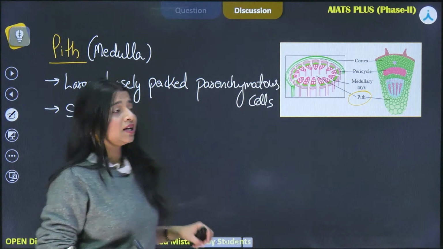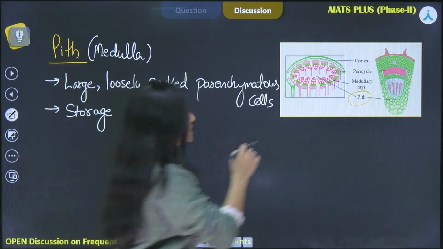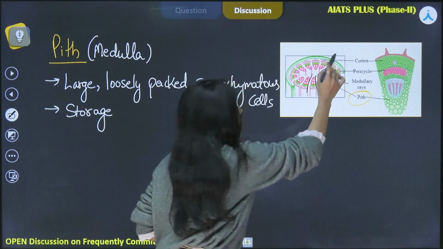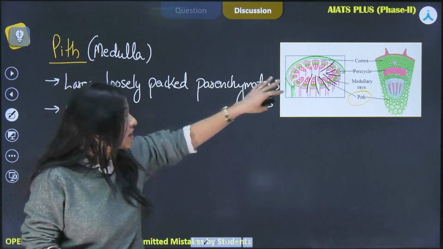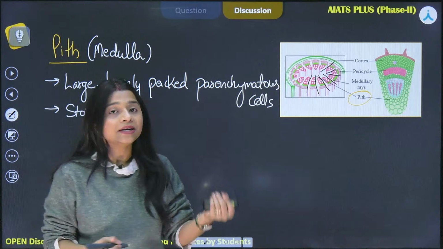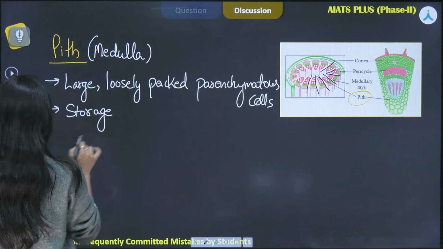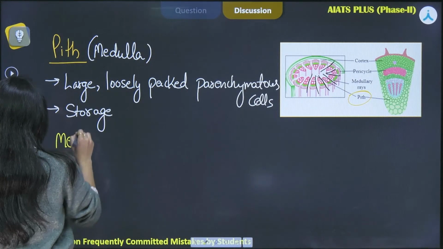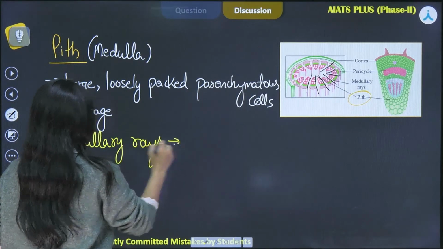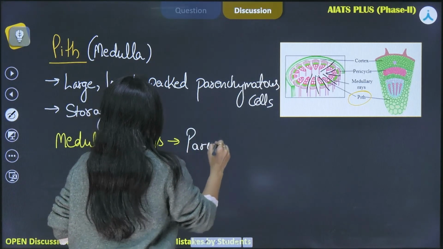You can simply see in this particular representation that between two vascular bundles, we are seeing these rays-like structures that are arising from the pith. Basically they are not actually arising from the pith. The structure is that way that they appear like the rays from the pith. So we are calling them as the medullary rays. They are also a part of ground tissue. So we have the last one, that is the medullary rays, and these medullary rays are again comprising of parenchymatous cells.